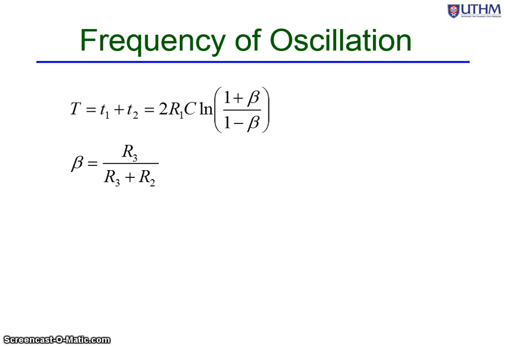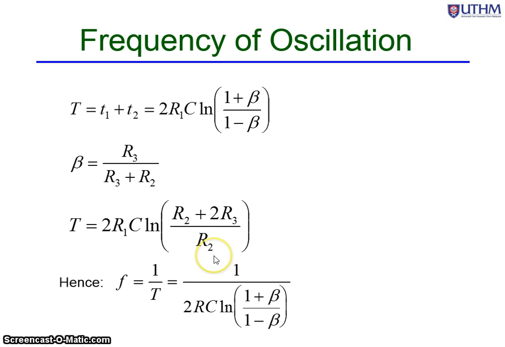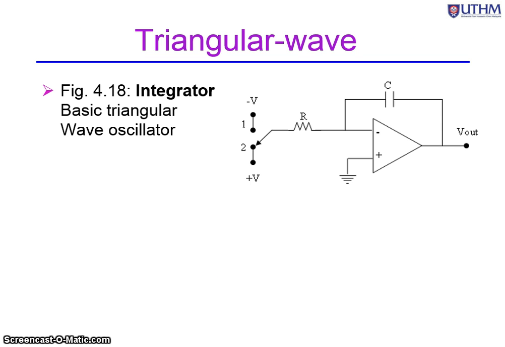Remember beta just now is R3 over R3 plus R2, so just plug this beta into this equation, and you'll get 2R1C natural log of (R2 plus 2R3) over R2. Frequency is 1 over T, so it will be simply 1 over 2RC natural log of 1 plus beta over 1 minus beta. So this is the frequency of oscillation for your output, which is a square wave. Okay, so next is the triangular wave.